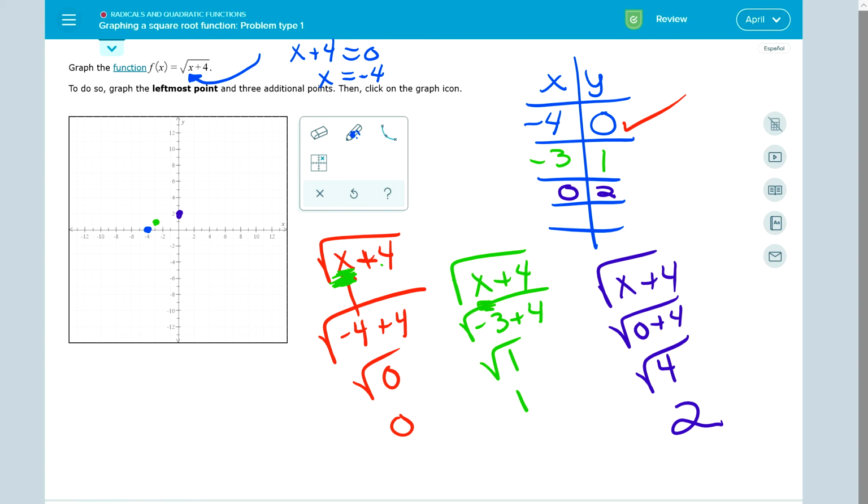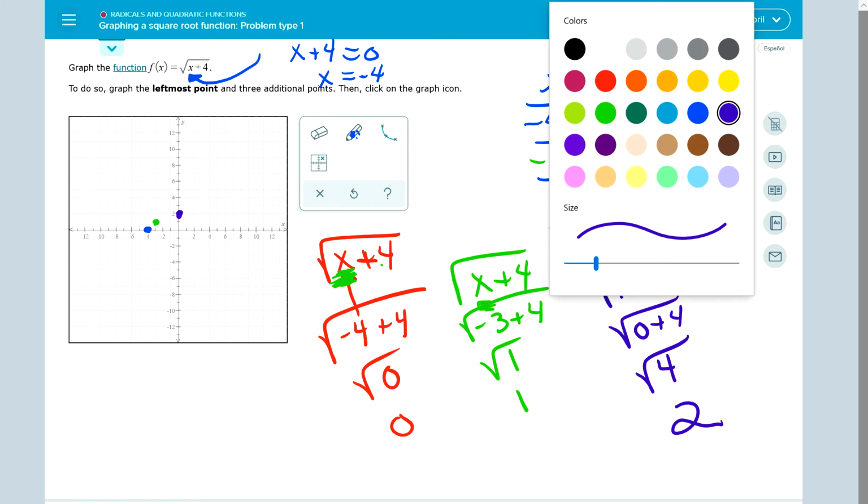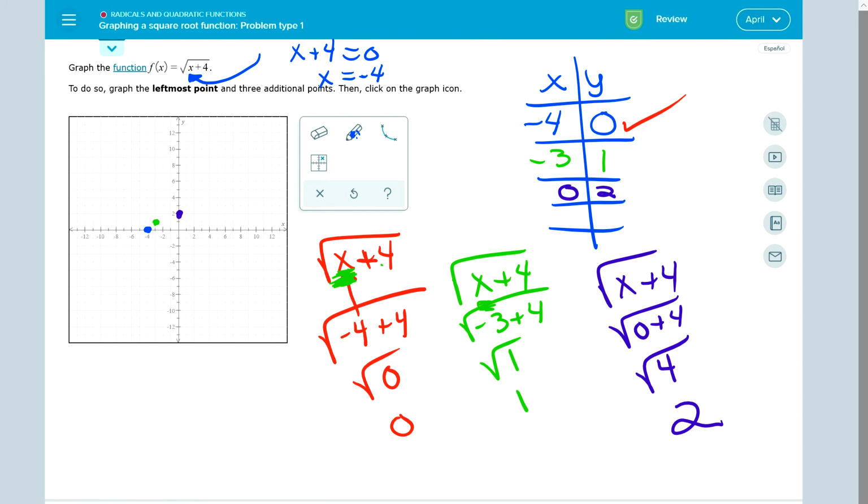Let's see. 1 plus 4 is 5. That's not square rootable. 2 plus 4 is 6. That's not square rootable. 3 plus 4 is 7. That's not square rootable. 4 plus 4 is 8. That's not square rootable. Ooh, 5 works. 5 plus 4 is 9, and the square root of 9 is 3. So when x was a 5, I got a y coordinate that's a 3. So over 5, up 1, 2, 3.